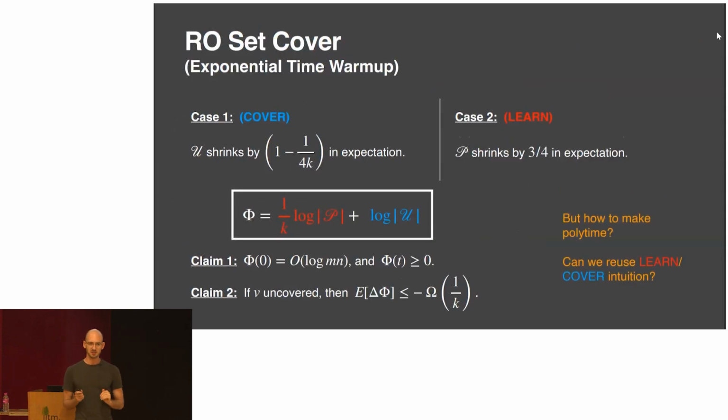That was the exponential time version, and it was exponential time because we're enumerating all possible subcollections of size k. So the next question is, how do you make this poly time, and can you reuse the intuition that you make progress either learning or covering? I say learning because every time you do one of these learn steps where you're trimming the portfolio, you're narrowing down what could be the optimal solution. And it's obvious why cover is called cover.